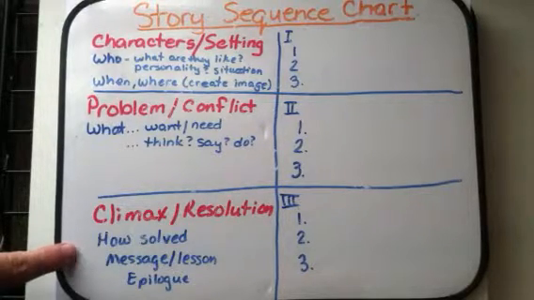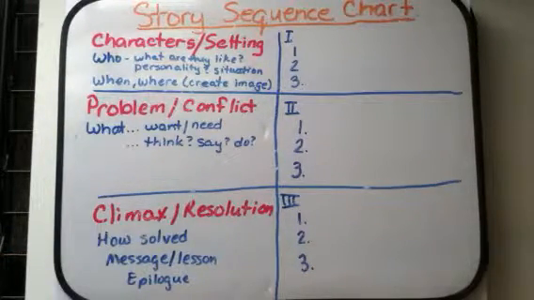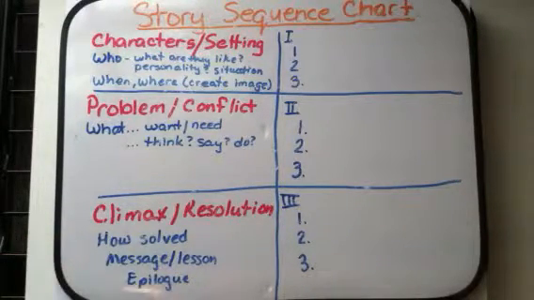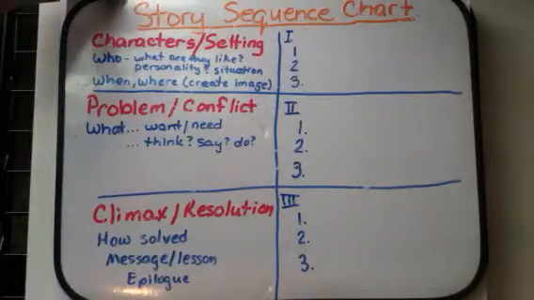Okay, and then the third paragraph is going to be the climax and resolution. So the climax is like the most exciting part of the story. It's what everything else has been leading up to. And then the questions are, how was this solved? And then the resolution, you'll say what the message or the lesson of the story was.